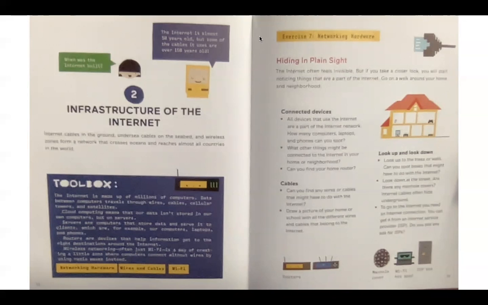Look up and look down. Look up to the trees or walls. Can you spot boxes that might have to do with the internet? Look down at the street. Are there any manhole covers? Internet cables often hide underground. To go to the internet, you need an internet connection. You can get it from an internet service provider, ISP. Do you see any ads for ISPs?